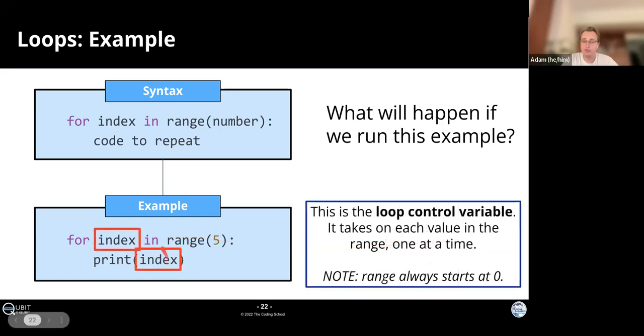To give you some language, this index here is called the loop control variable. That's some technical terminology because it controls the loop, basically. Or it's controlled by the loop, I suppose. What it does is it takes on each value in the range you provided one at a time. So it starts at 0. It always starts at 0 when we have this. And then it goes up by 1 every time. 0, 1, 2, 3, 4.